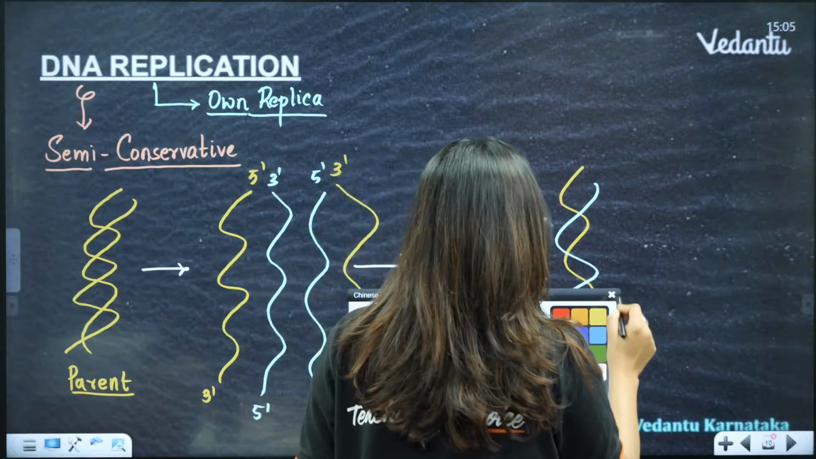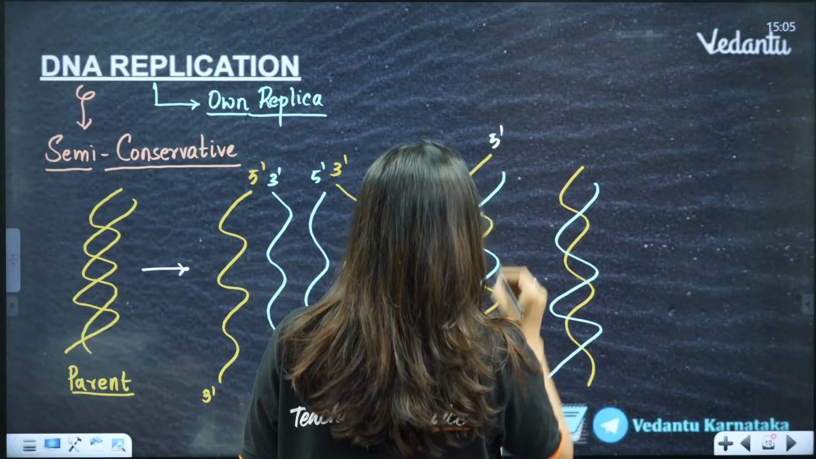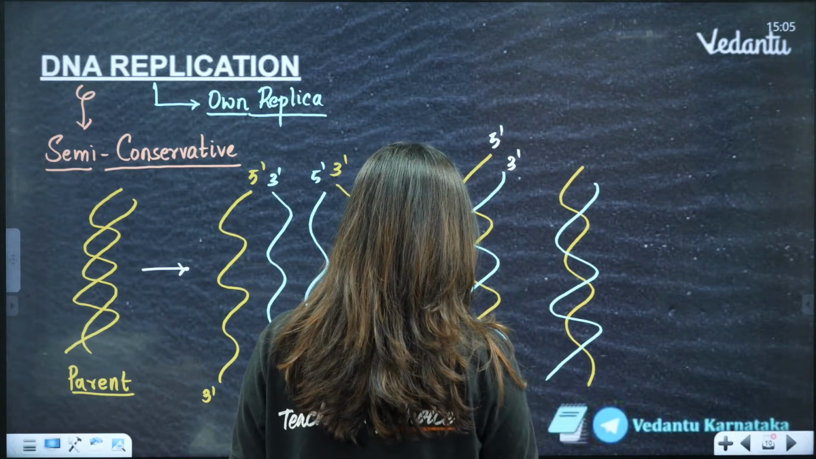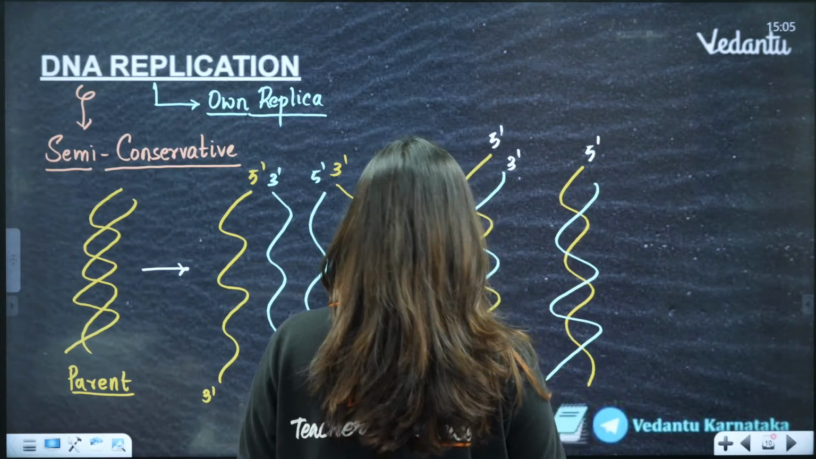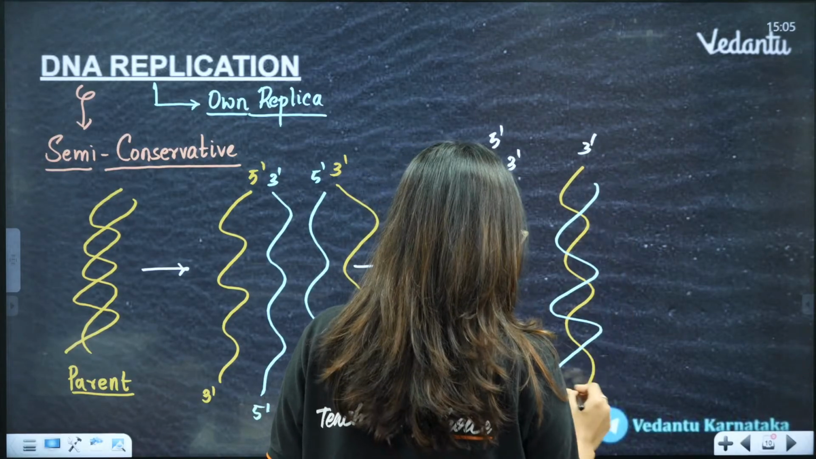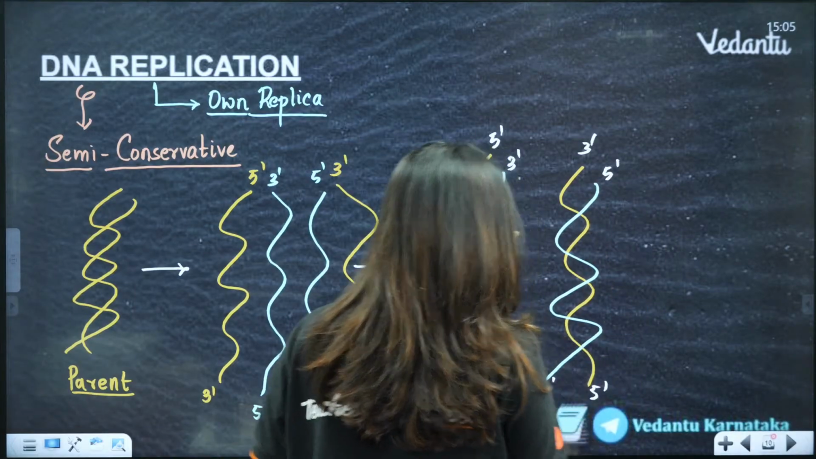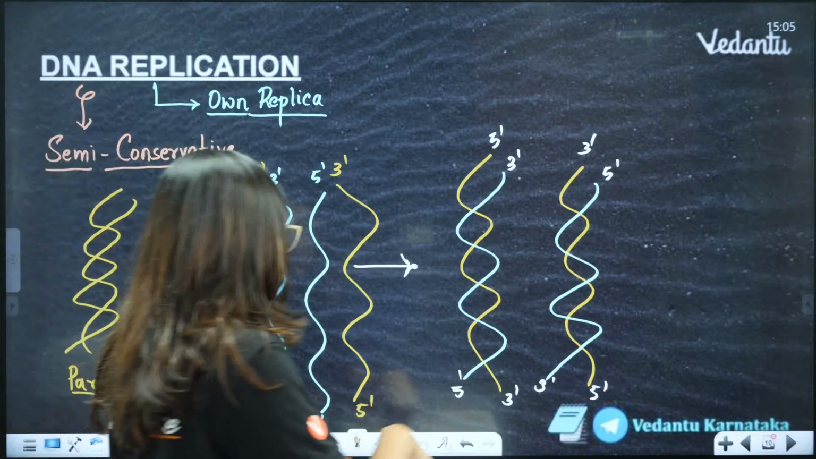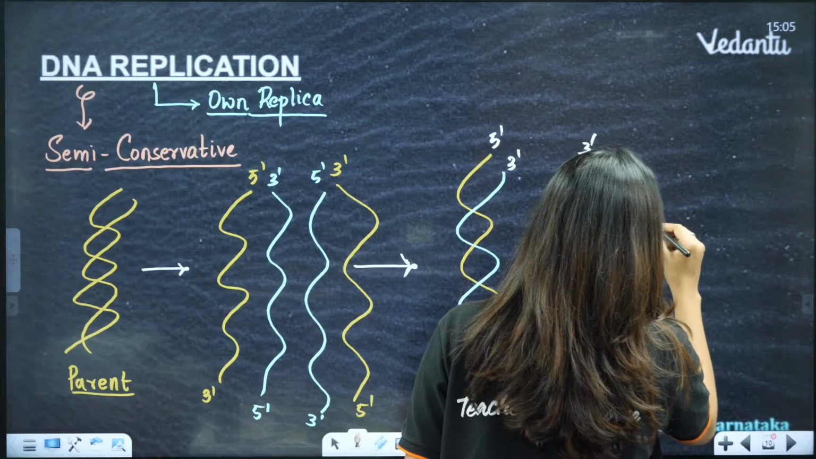So, let's write the same numbers here. Let's say this is from 5 dash to 3 dash. This is going to be 3 dash to 5 dash. Same thing here, 5 dash. This strand will be 3 dash. First 3 dash to 5 dash, 5 dash to 3 dash. Got it? This is how you're going to form. That means this is semi-conservative.